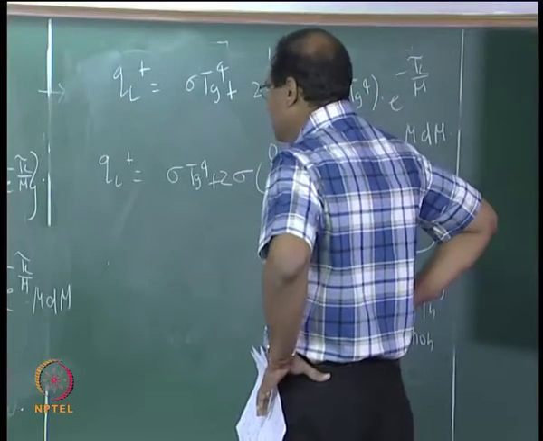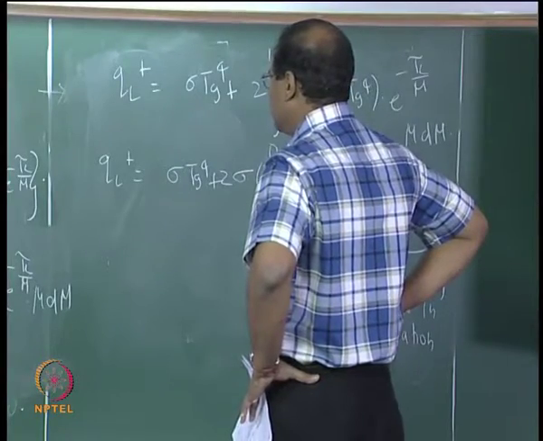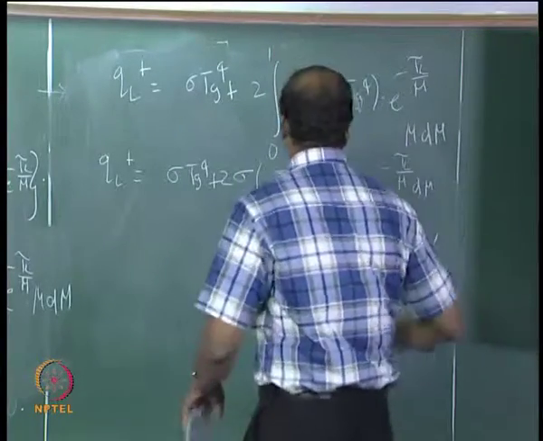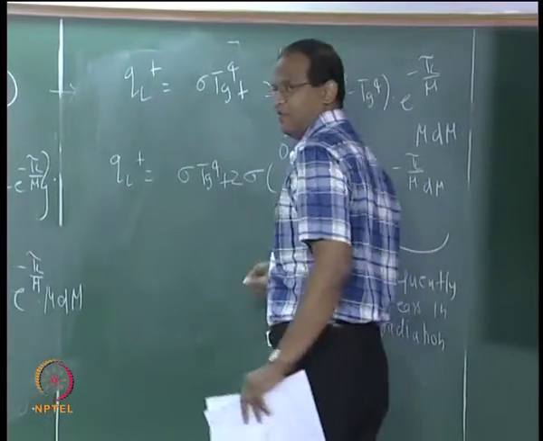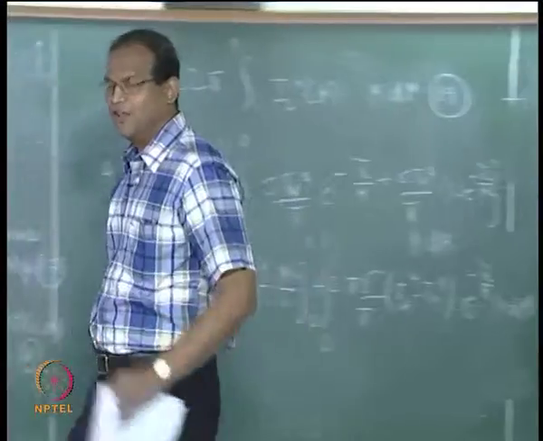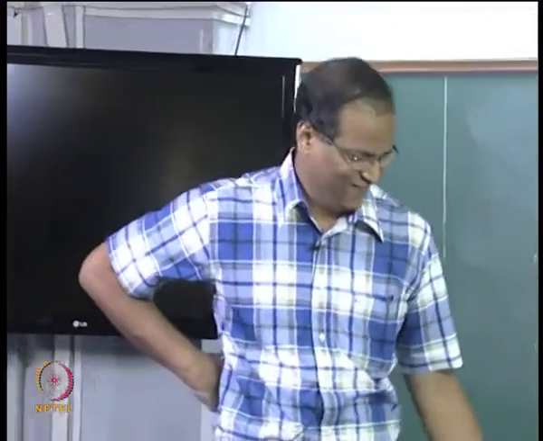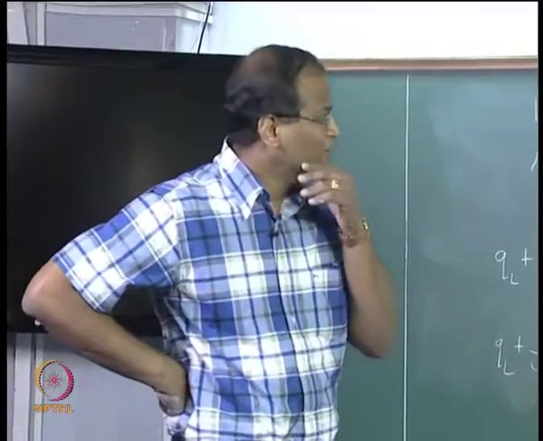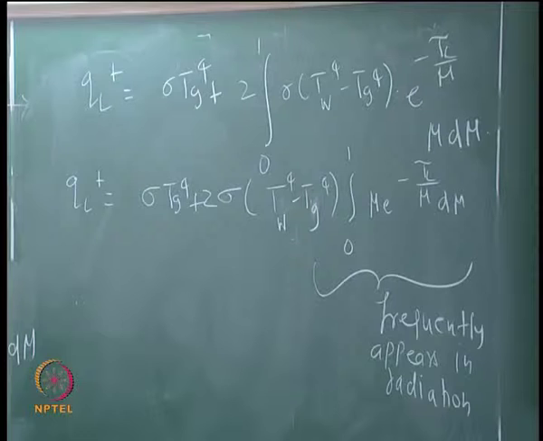Let's see. So, what happened? Okay. This morning when I worked it out at 5 o'clock, it was TG minus TW. I think I made a mistake. Okay. All right. Now, this mu e to the power of minus tau L by mu d mu frequently appears. It is called exponential integral of order 3.